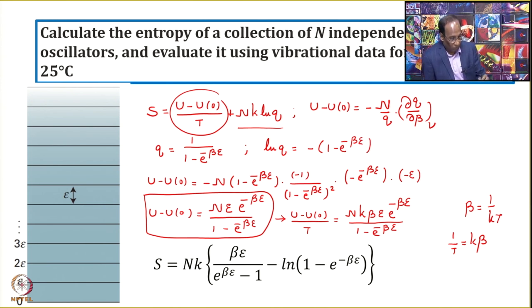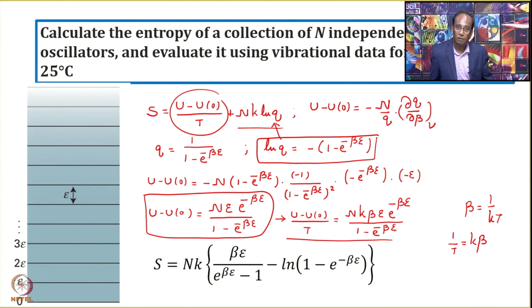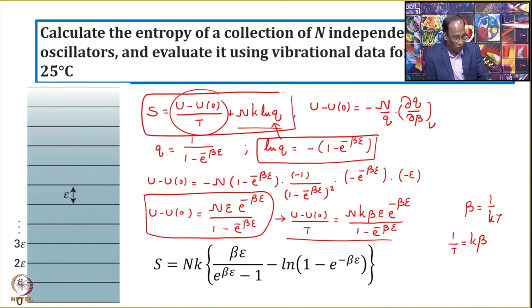So, once you have this, this log q can be substituted here. And u minus u naught by t, we already have n k beta e exponential minus beta e over 1 minus exponential minus beta e. Substitute in this overall equation and you will get this result.